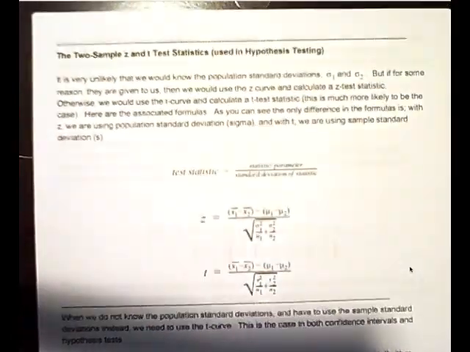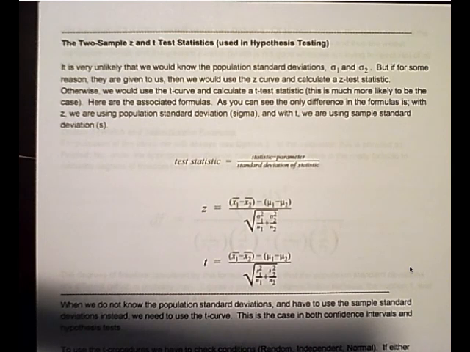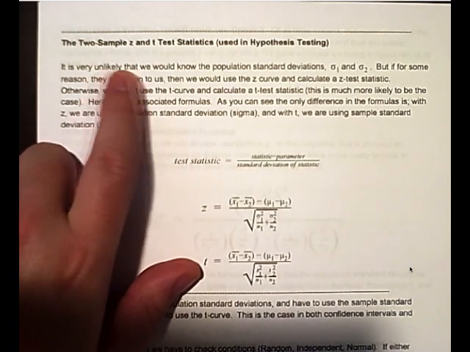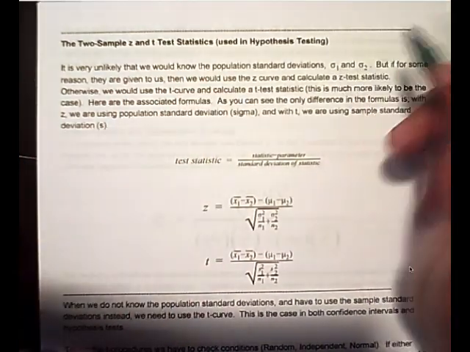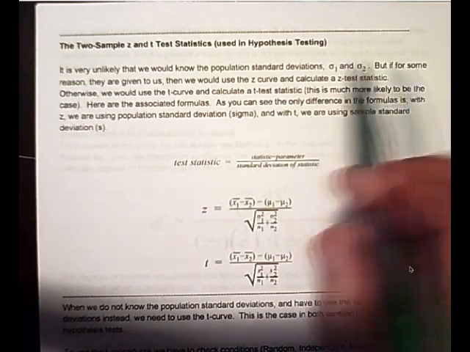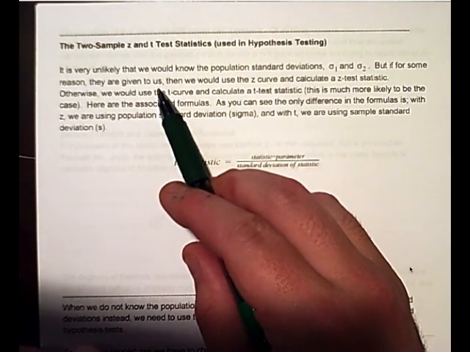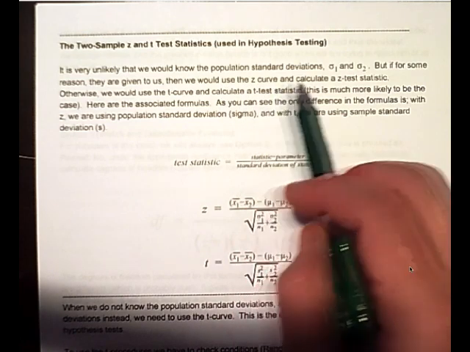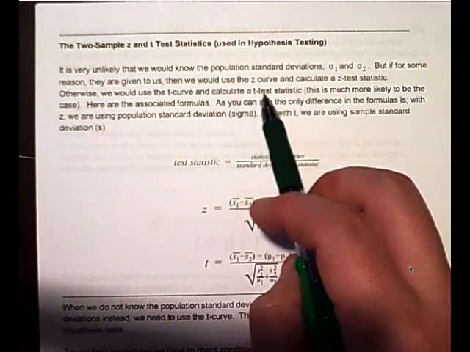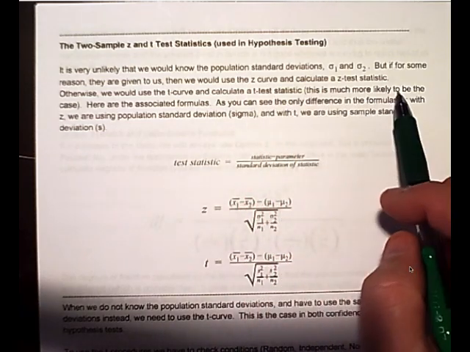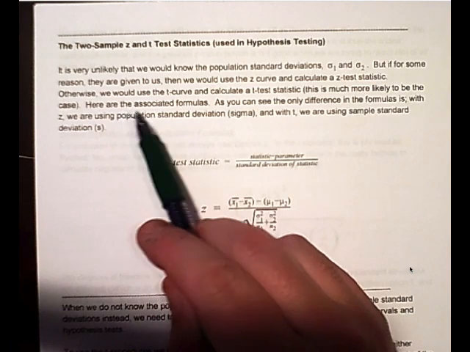So going on to the next part. It says the two sample Z and T test statistics, and these are going to be used in hypothesis testing. Read this next sentence: it is very unlikely that we would know the population standard deviations, sigma 1 and sigma 2. But if for some reason they are given to us, trust me, they're not going to be, then we would use the Z-curve and calculate a Z-test statistic. Otherwise, we would use the T-curve and calculate a T-test statistic. This is much more likely to be the case. Here are the associated formulas.